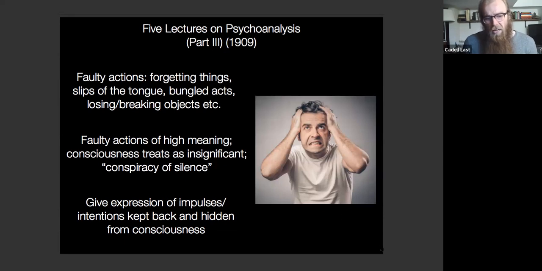So here, going a little bit deeper into the third mechanism beyond free association and dream interpretation, that of faulty actions, here namely forgetting things, slips of the tongue. I've had some really weird slips of the tongue in the past, bungled actions, and also losing and breaking objects. For Freud, none of these things are totally random, rather here expressing, and we'll get into this as well, the determinism of the mind, but that faulty actions have a high meaning, and that consciousness treats these faulty actions as insignificant under a conspiracy of silence.